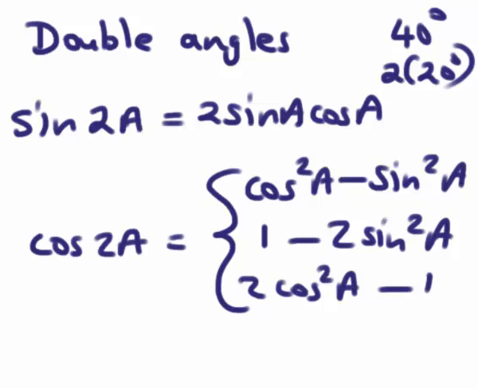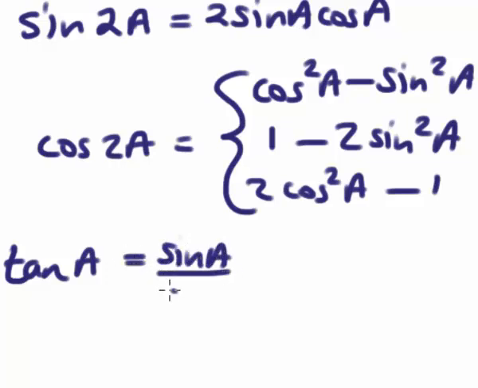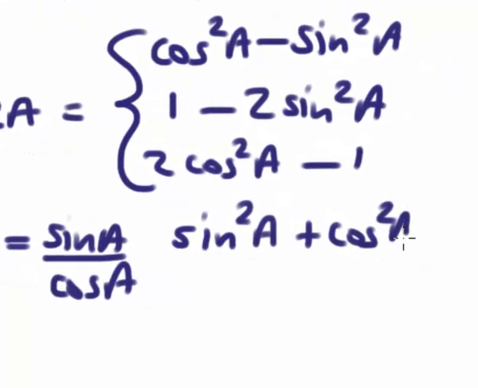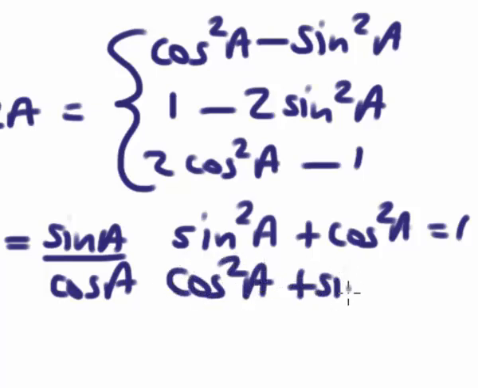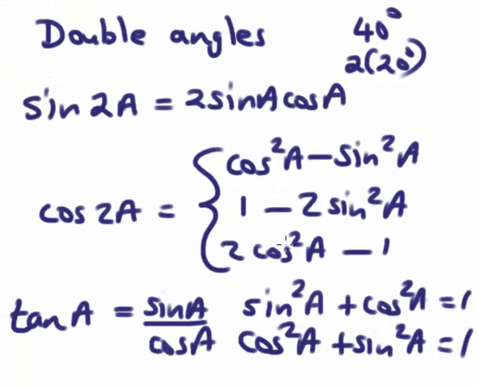And then don't forget your other formulas from earlier years. What is tan A? Well, tan A is sine over cos. And also be very careful: sine squared A plus cos squared A gives you 1. It could also be cos squared A plus sine squared A is 1. So these are formulas that I'm going to leave up and we're going to use.